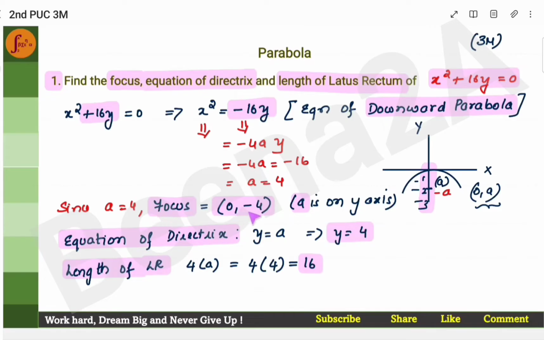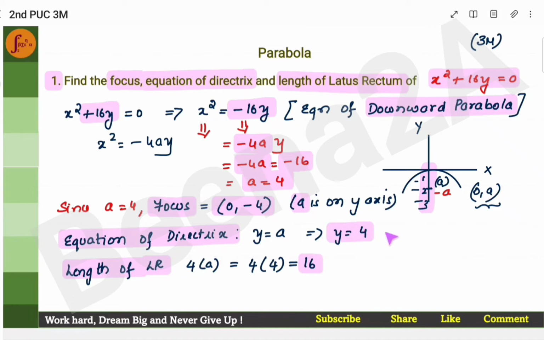And instead of a, what do we have? From this formula, you can find out what is a. Minus 16y is equivalent to minus 4ay. This is the equation, right? Equation is x square is equal to minus 4ay for a downward parabola. Now, this means that minus 4a is equal to minus 16. Therefore, a is equal to 4.